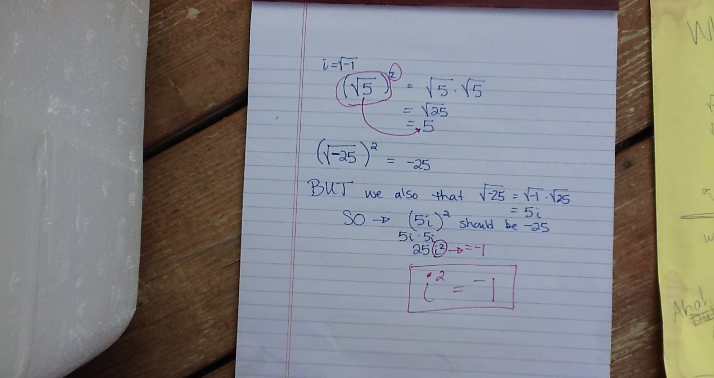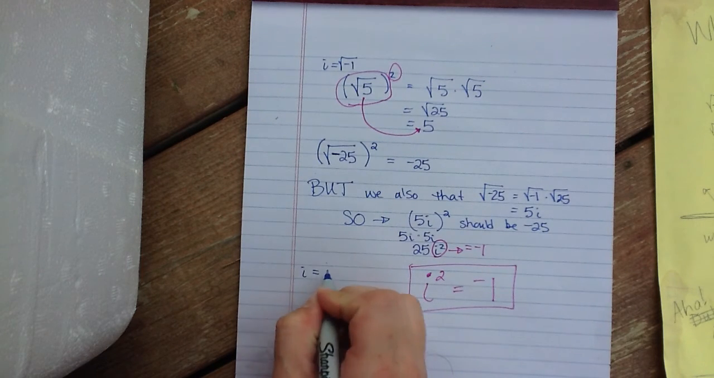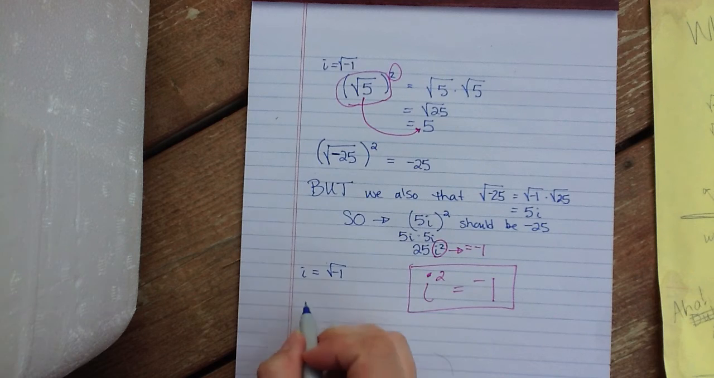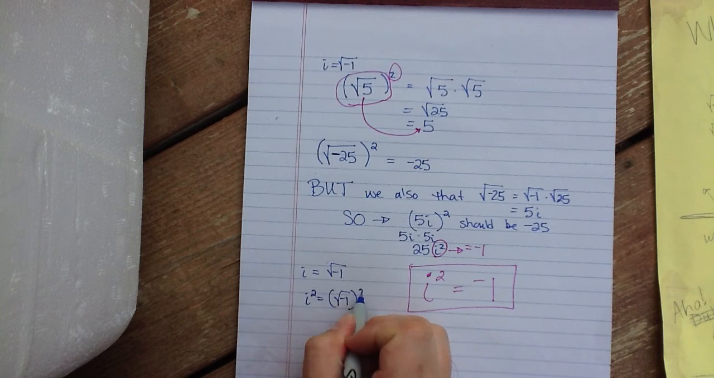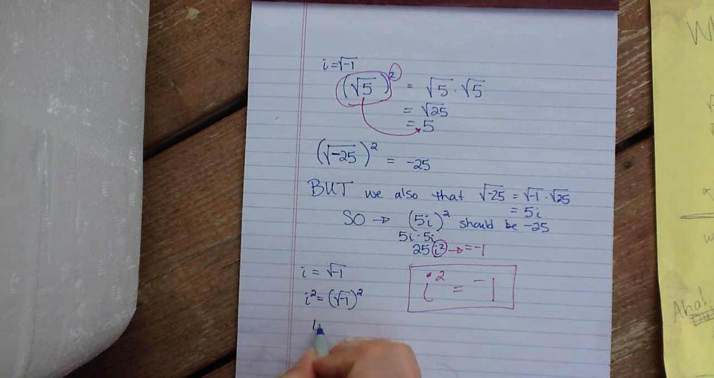And let's look at another reason why that is. Well, we know that i is the square root of -1. So if I square both sides of that equation, the left side gives me i squared, the right side, using that same shortcut, the square root and the square undo each other, so I get i squared equals -1.